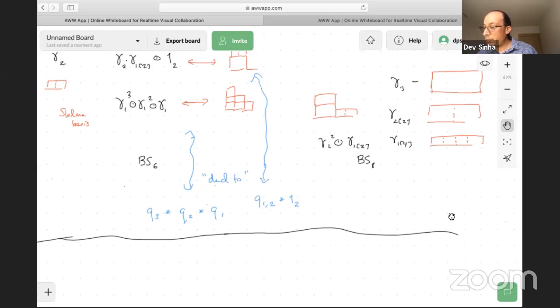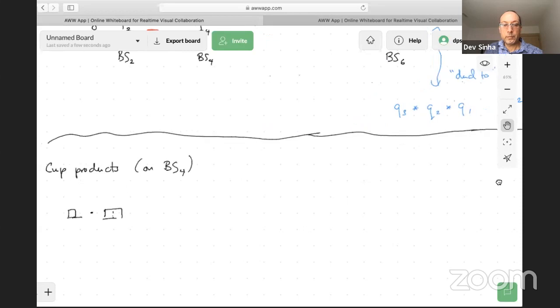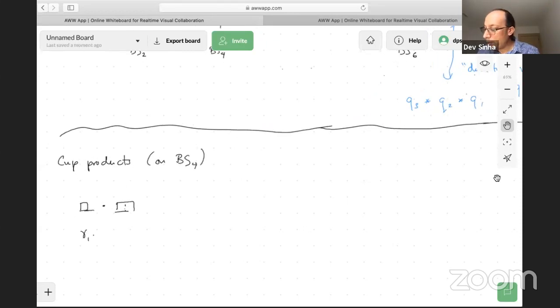The cut products on BS4. So what about, say, this class times this class? So that is, let me get back over here. So what is that? That's gamma 1. Let me write it the other way. So this is gamma 1 divided power 2 times gamma 1 transfer 1 2.